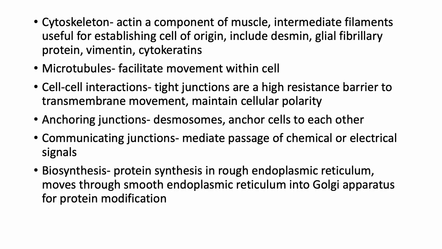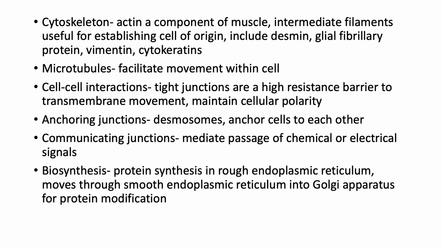The cytoskeleton includes actin, which is a component of muscle. Intermediate filaments are useful for establishing the cell of origin. They include desmin, glial fibrillary acidic protein, vimentin, and cytokeratins. These are used as cell markers in pathology to determine the origin of cells. Microtubules facilitate movement within a cell.